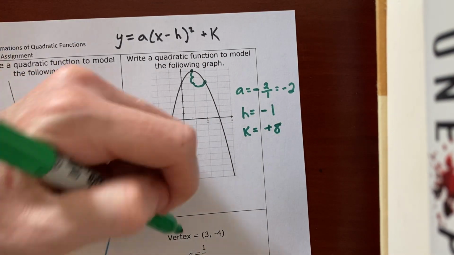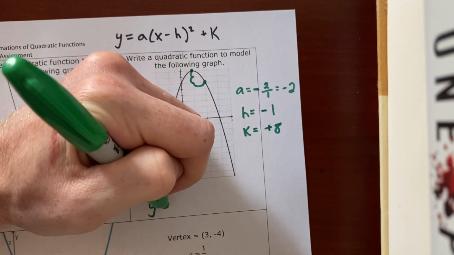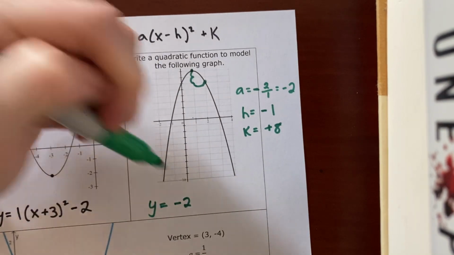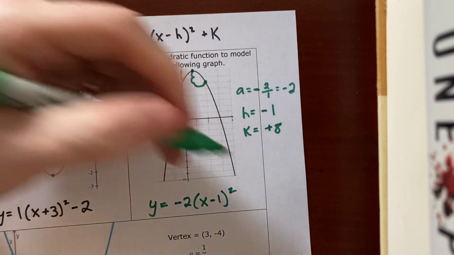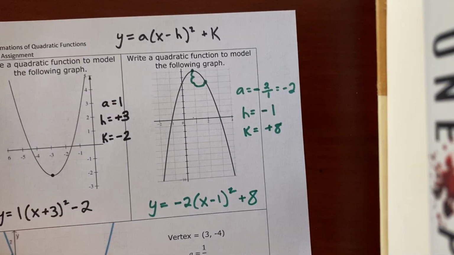All right, let's plug in all of our numbers. We get an a value of a -2. We get (x, our h value is a -1) squared, and then our k value is a positive 8, and then we're done.